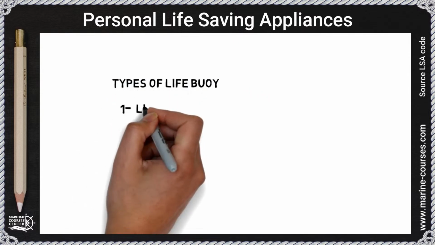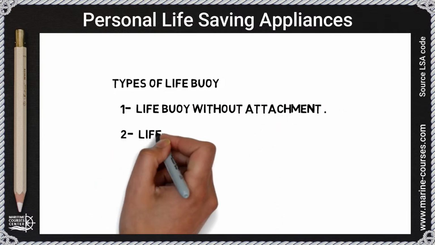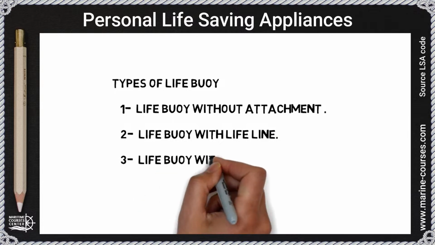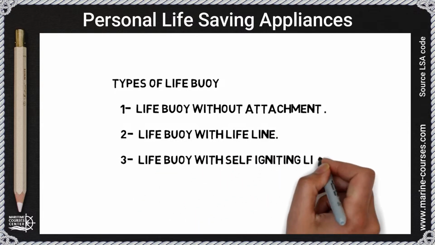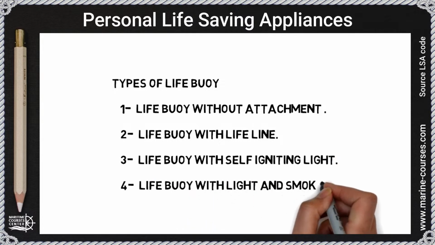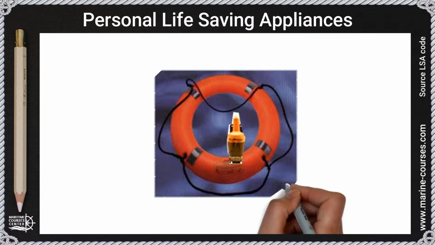Types of life buoy. 1. Life buoy without any attachment. 2. Life buoy with lifeline. 3. Life buoy with self-ignition light. And 4. Life buoy with light and smoke. Life buoy with self-ignition light.